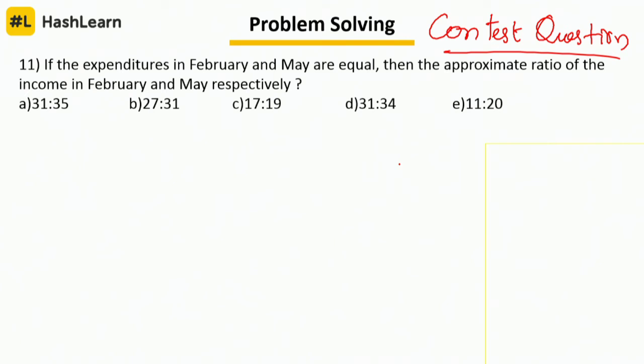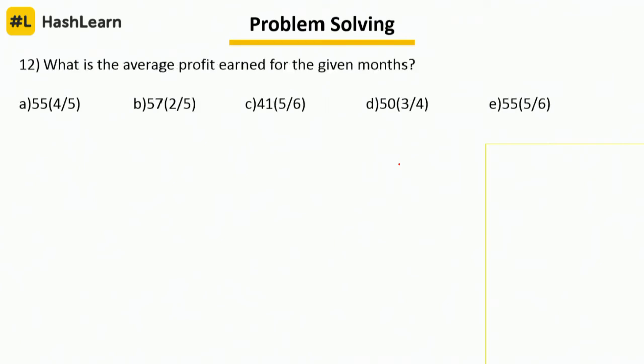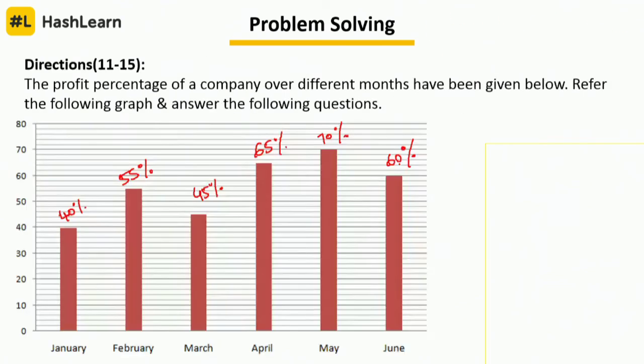Fine then. Let us go to the next problem. The next problem is also based on the same data. What is the average profit earned in the given 5 months? So average profit in the given months. Okay. So how many months are given? There are totally 6 months.